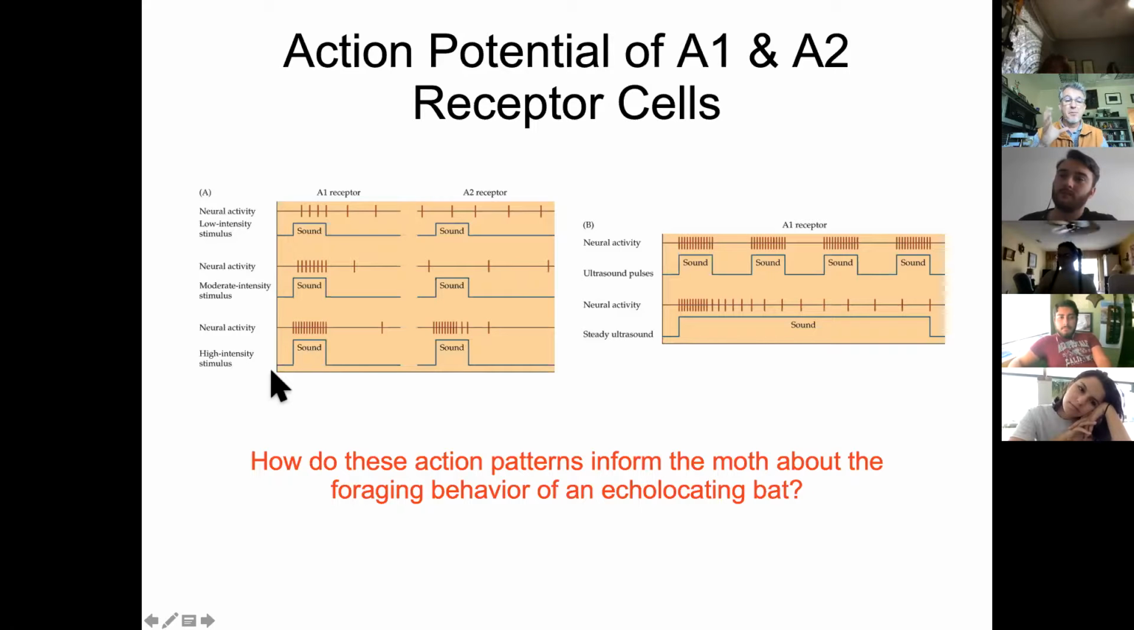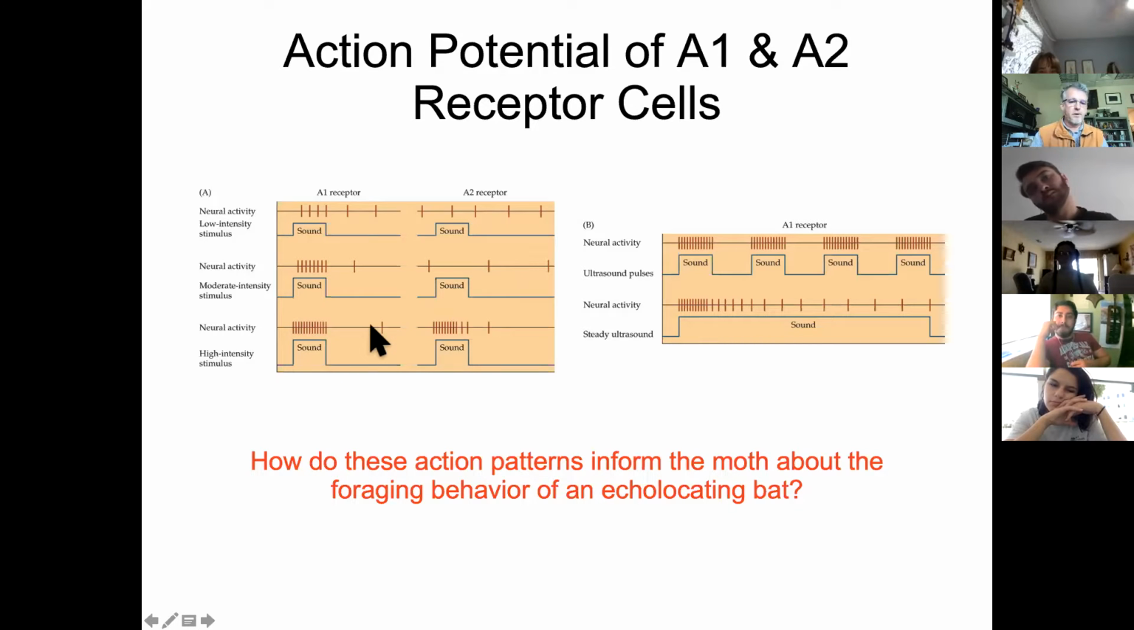When the sound, though, becomes very intense, i.e. it's loud, there's a lot of energy in it, those air sacs are shaking intensely. At this point in time, the A1 receptor is still firing off at a very fast frequency, where each one of these lines represents an action potential. When the sound is gone, it's back to that regular interval of an action potential, delay, action potential, delay.